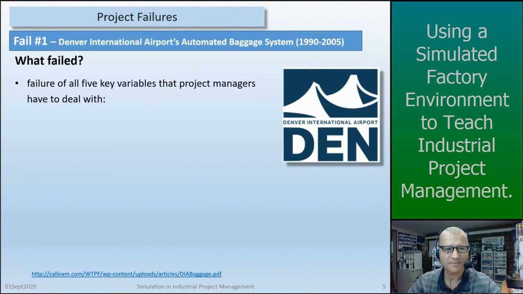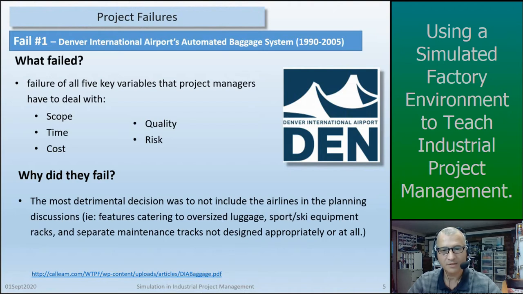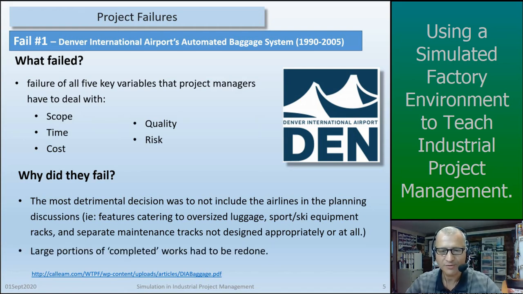So what failed for them? Well, they basically had a failure of all 5 key variables that project managers have to deal with. That's scope, time, cost, quality, and risk. And why did they fail? Well, it was a huge fiasco, and the why can be traced back to the most detrimental oversight, which was to not include the airlines in the planning decisions. And with the benefit of hindsight, we can certainly see how crazy that was. But they didn't include one of their main stakeholders in features such as catering to oversized luggage, sports equipment racks, even separate maintenance racks and luggage systems were not designed properly or not at all. And that led to a large portion of this work being redone and in the end actually abandoned.